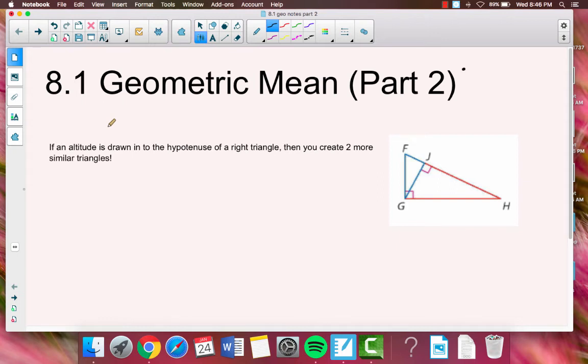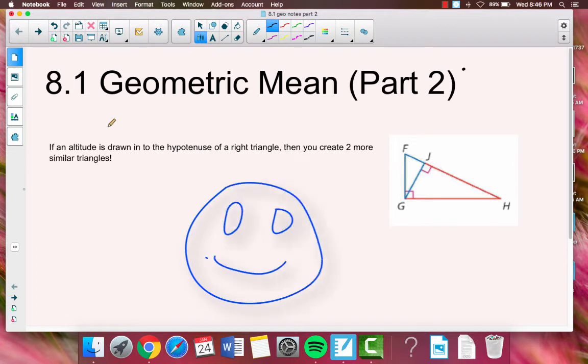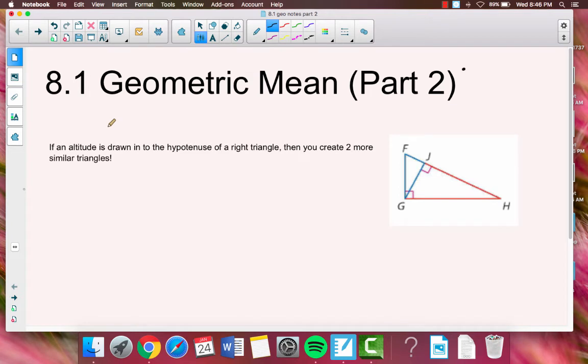Hey everyone, welcome back to section 8.1. This is part 2. We're going to be talking more about geometric mean and how we can use it in an application with triangles, more specifically right triangles and similar triangles.